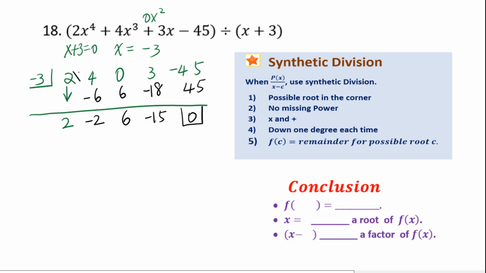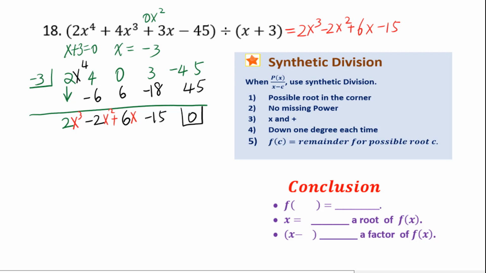0. This is x to the fourth power. Drop down 1 degree. We have x third power, x squared, x, minus 15. So for this division, your answer will be 2x third power minus 2x squared plus 6x minus 15.